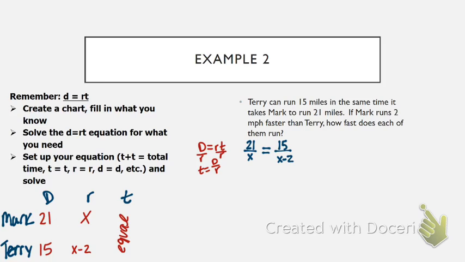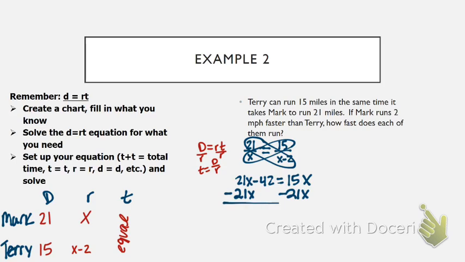So here, we can cross multiply. So we get 21x minus 42 equals 15x. And then we get negative 42 equals negative 6x. So x equals 7.